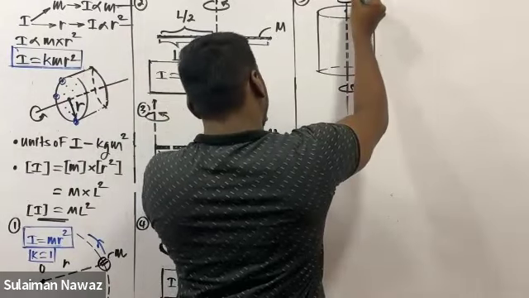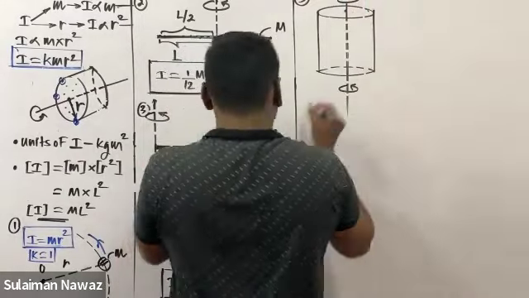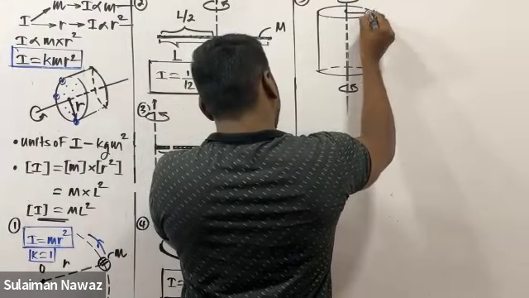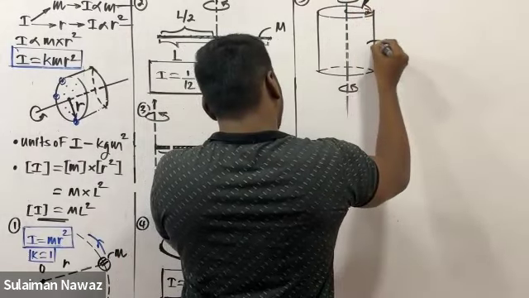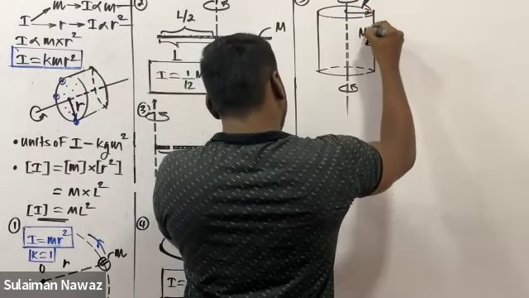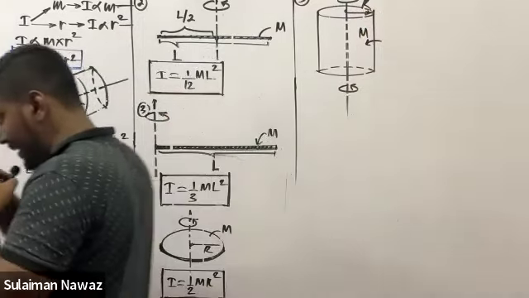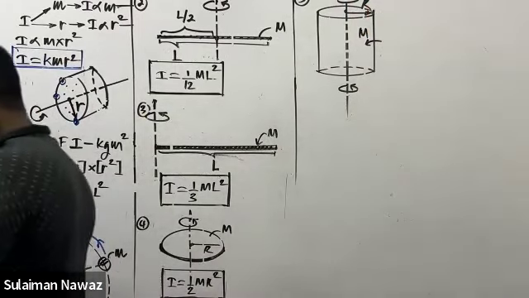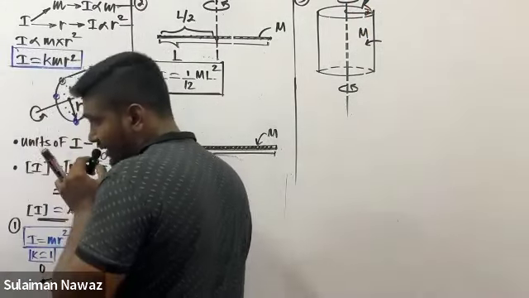Axis of rotation. Radius given as capital R, mass capital M. Then the equation of moment of inertia will be what? 1 over 2 MR squared. Moment of inertia 1 over 2 MR squared.